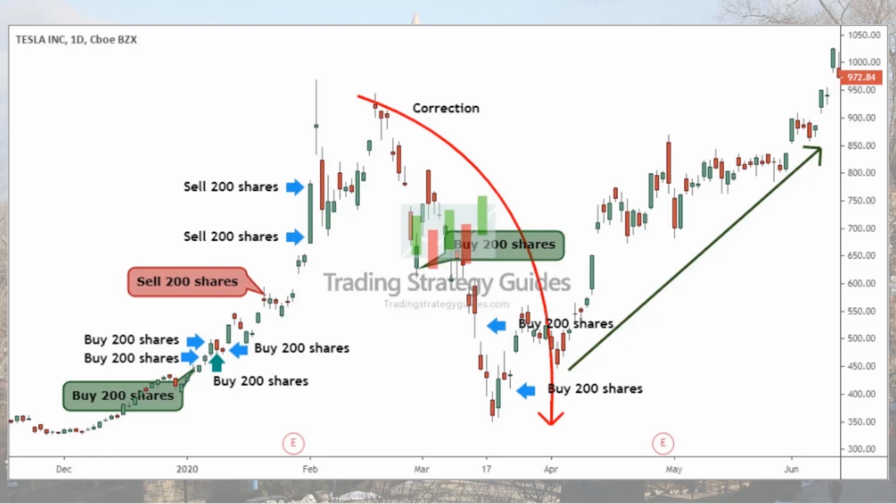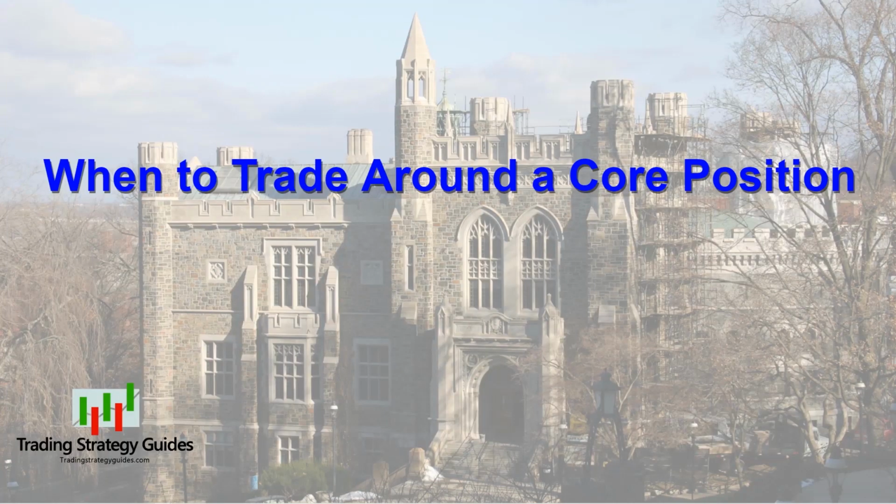Now, here's a question for you. When should you trade around a core position? Whether trading around a core position is good or not depends on your goals, availability, and risk tolerance. Having said that, even if you're a long-term investor, it's a good idea to periodically take some profits off the table. This will benefit you psychologically. Secondly, from the standpoint of risk control, you'll better be able to manage the risk.